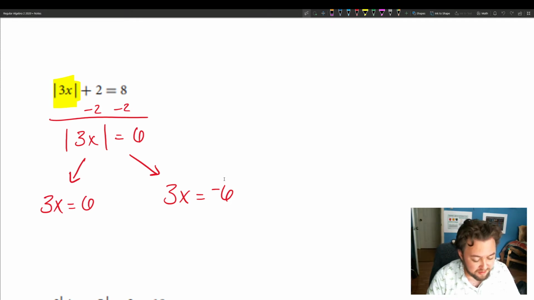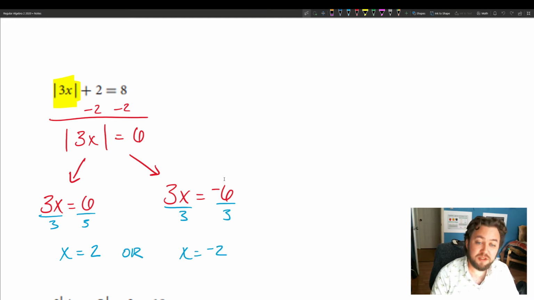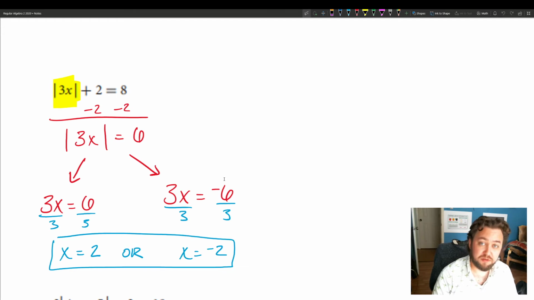Now this is a nice and easy one. All we really have to do here is divide by 3. Divide by 3, and we get that x equals 2. And if we divide by 3 over here, we get that x equals negative 2. So in this case, x can equal 2, or it can equal negative 2. Both will get the result of 8.